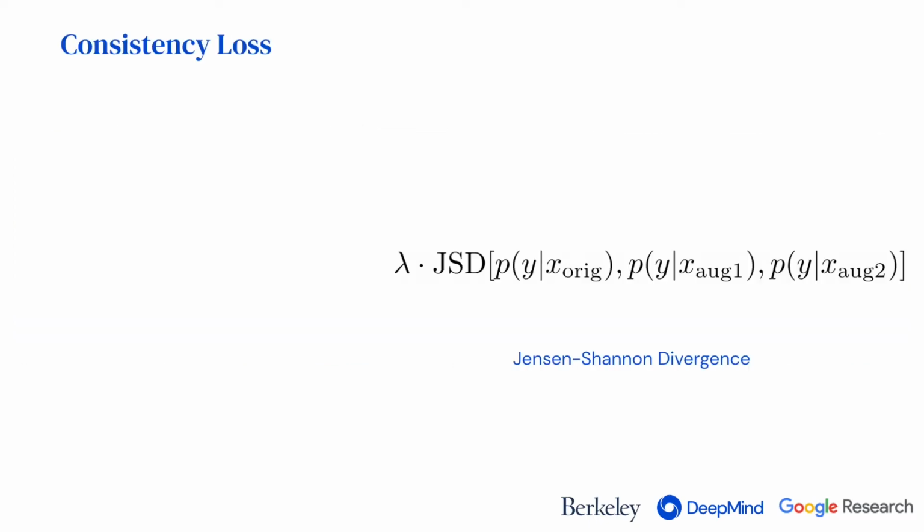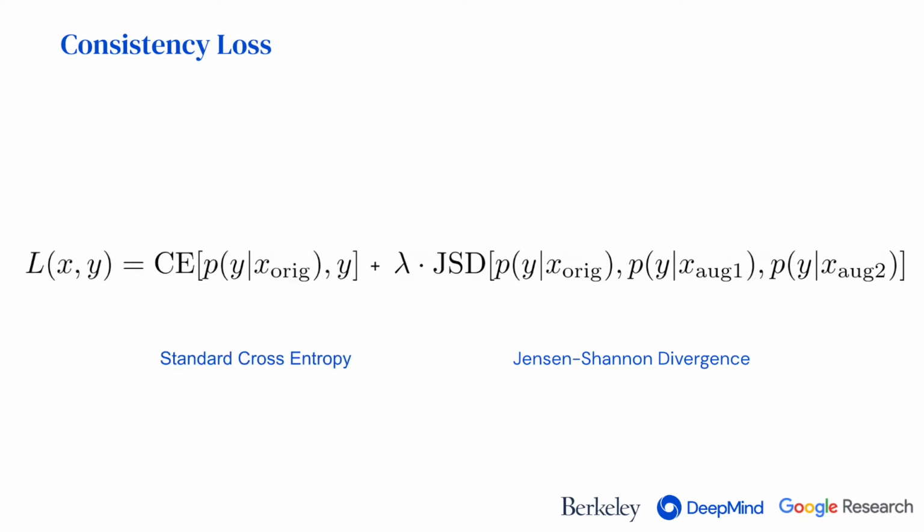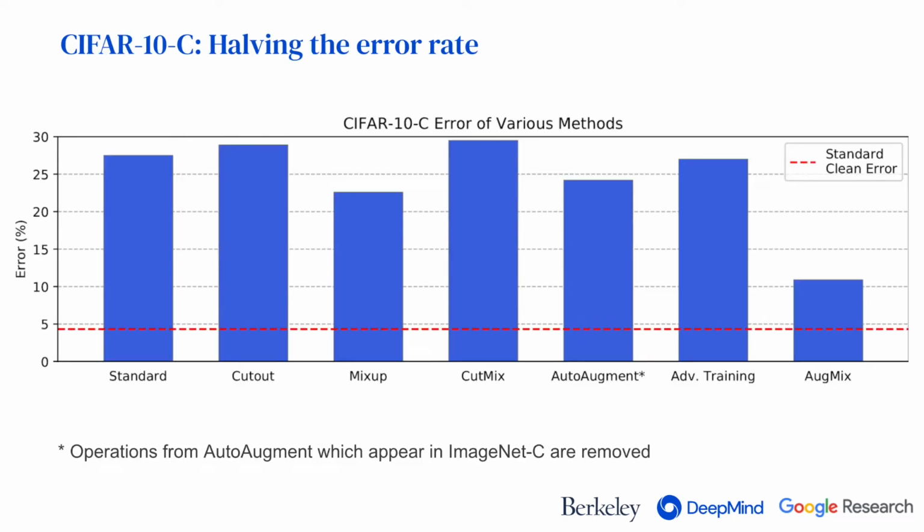During training time, we augment each image twice and compute the Jensen-Shannon divergence between the model's predictions of the clean image and both applications of our augmentation. The Jensen-Shannon divergence term is added to a standard cross-entropy loss computed only on the clean image to form our loss function. Intuitively, the consistency loss encourages the model to learn invariant representations across diverse augmentations of the same image.